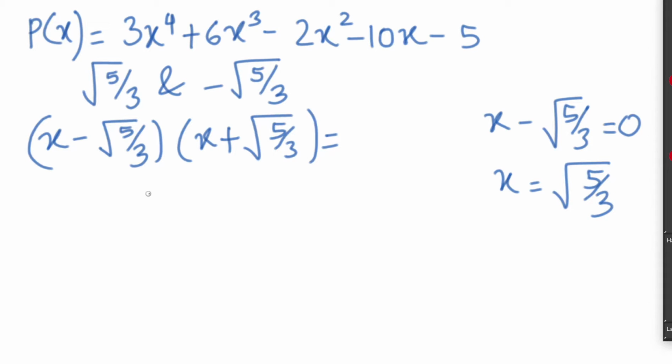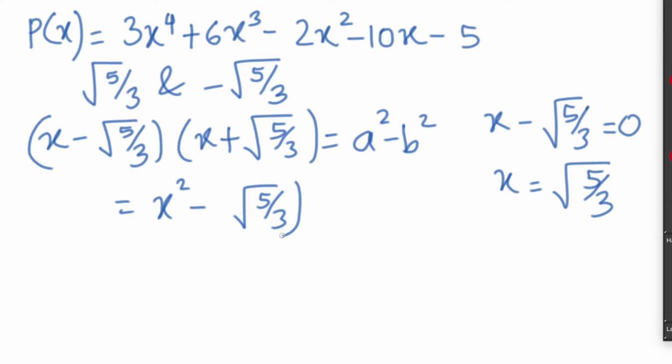polynomials. This is of the form (a minus b)(a plus b), which is equal to a square minus b square. So this will be x square minus (root 5 by 3) the whole square. This equals x square minus 5 by 3, because if I multiply any root by itself, you get the same number without the root. So root 5 by 3 into root 5 by 3 is 5 by 3. After multiplying the two factors, we got x square minus 5 by 3.